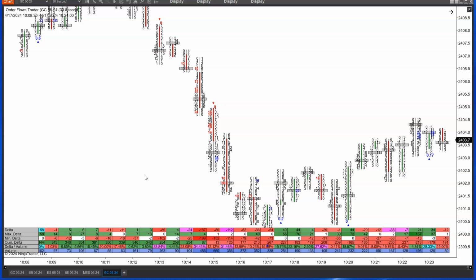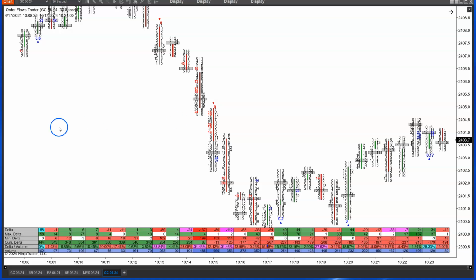All right. So delta, right? In order flow, delta is the net difference between aggressive buying and aggressive selling taking place at a price level, right? You could measure it at an individual price level. One of the easiest ways to use it is looking at it on a bar by bar basis.